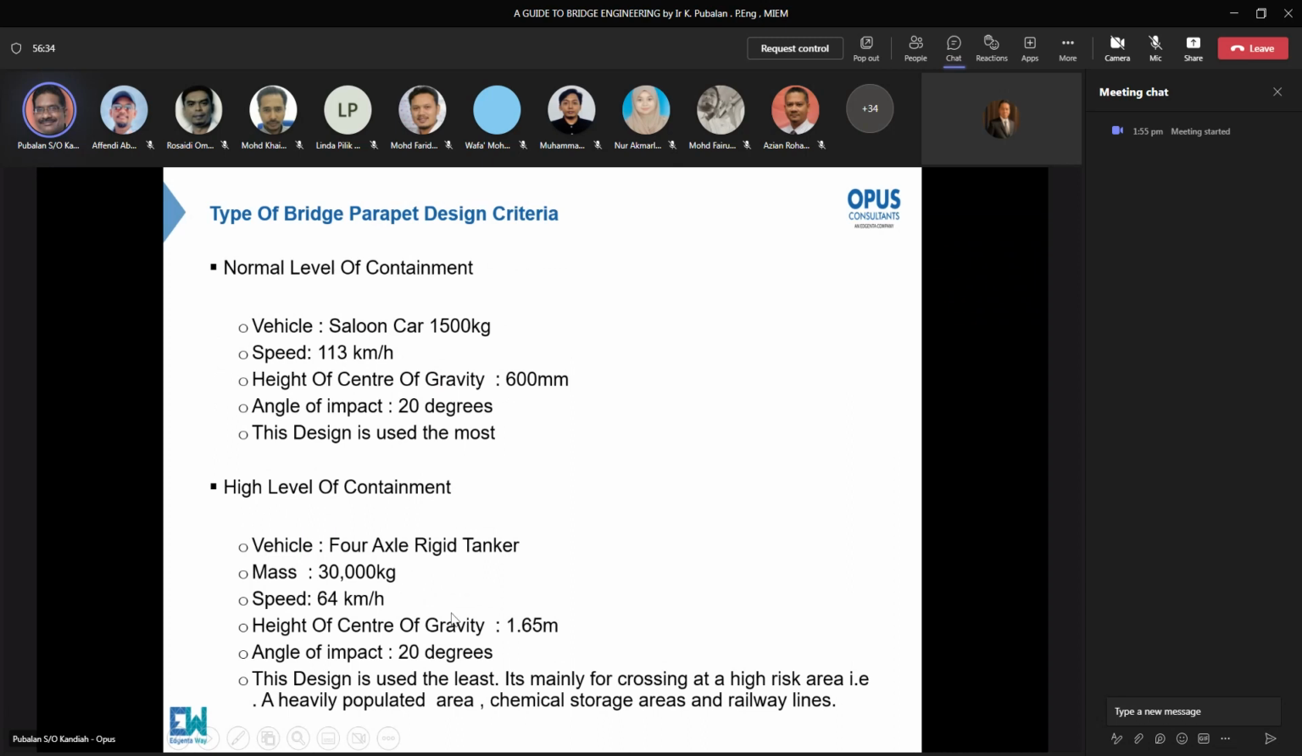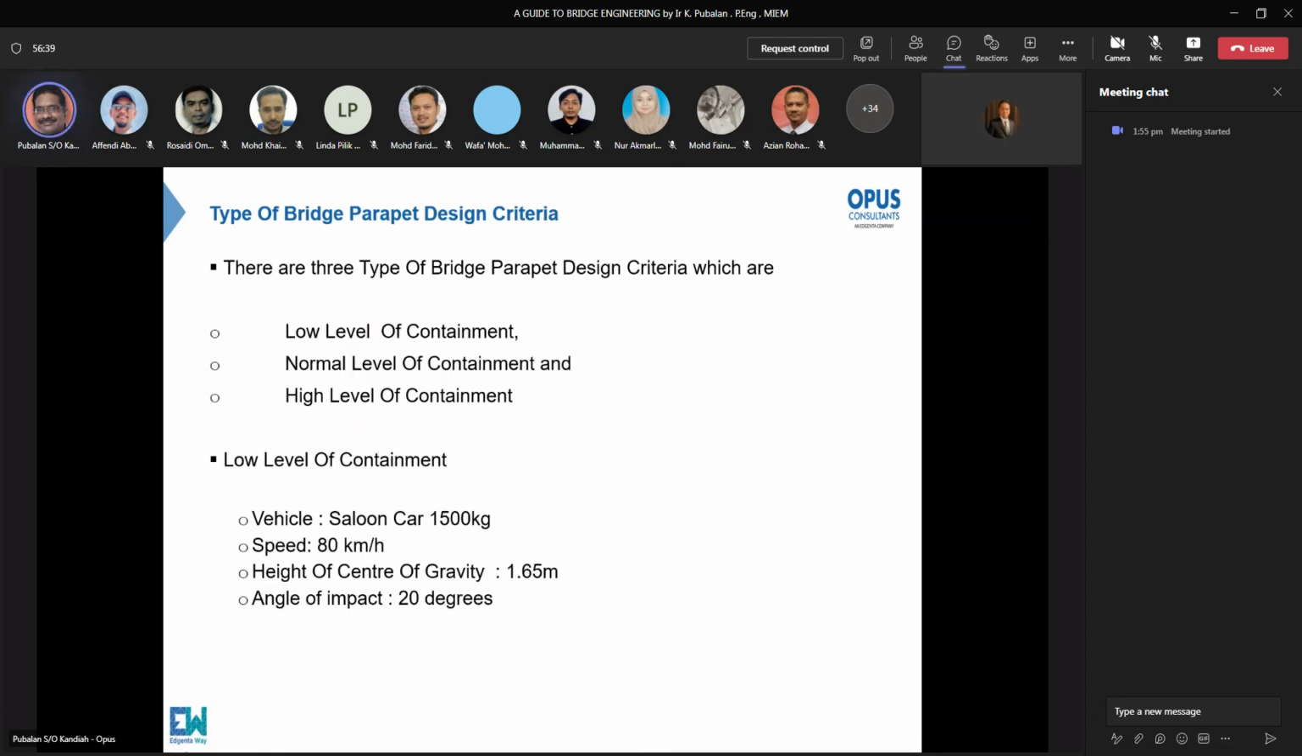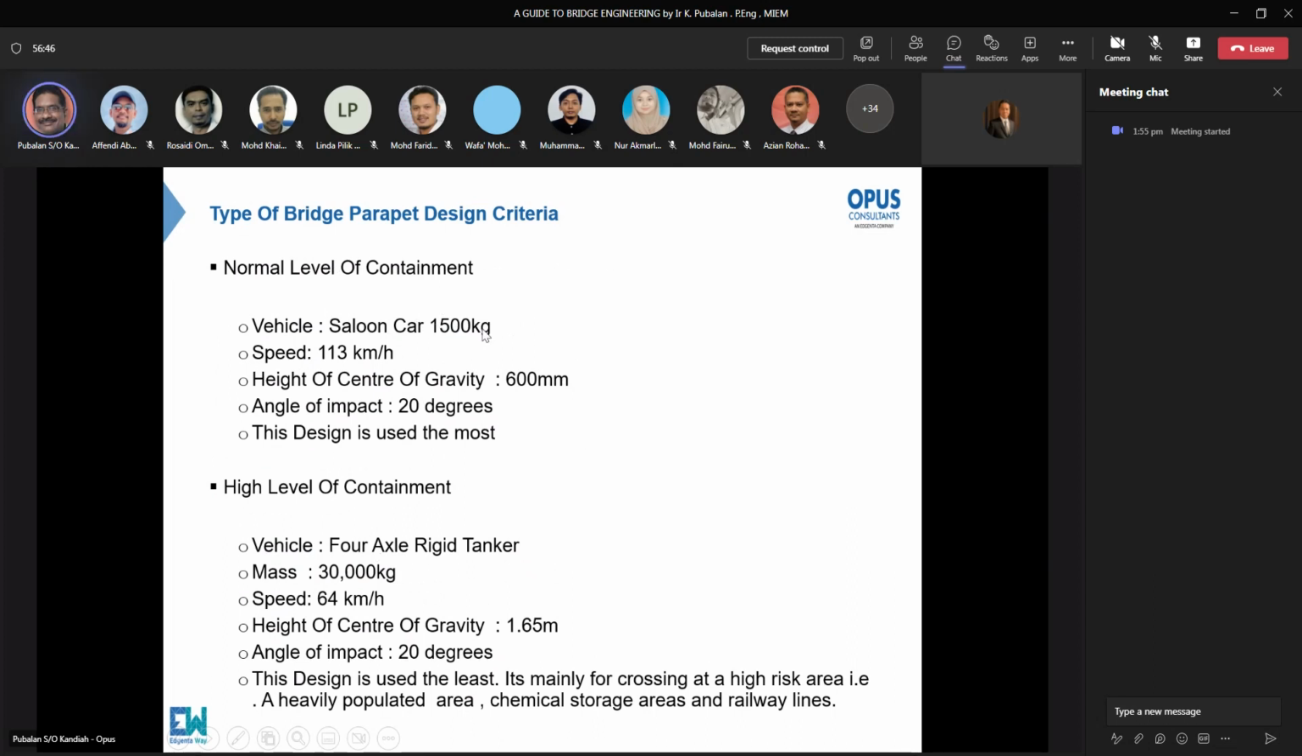Normal level of containment. Okay, sorry. The low level is 1500, but speed is 80 km per hour. The normal containment is 1500 kg, speed is 113. Height of center of gravity, this one is on the vehicle itself, 600 mm. Okay, this is what they say we use for the analysis. Angle of impact is 20 degrees. So generally this design is used the most.